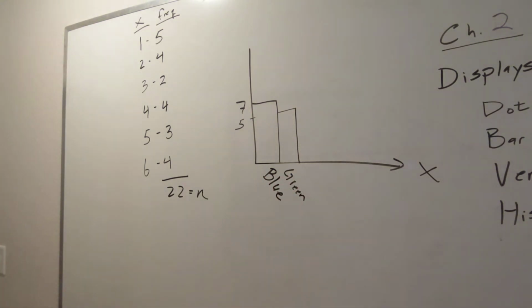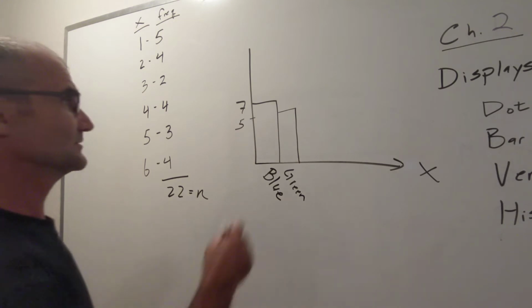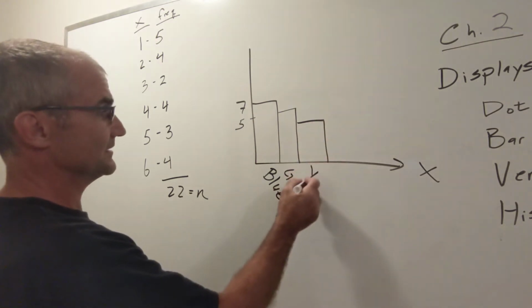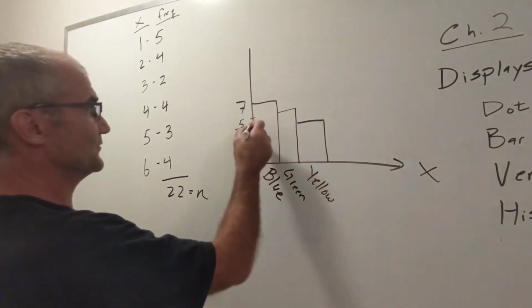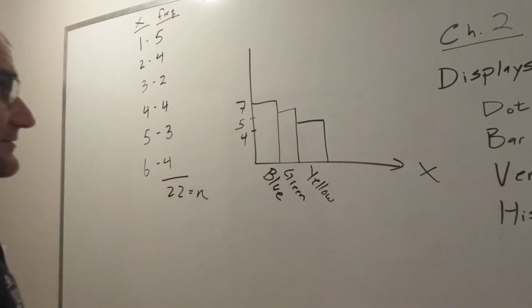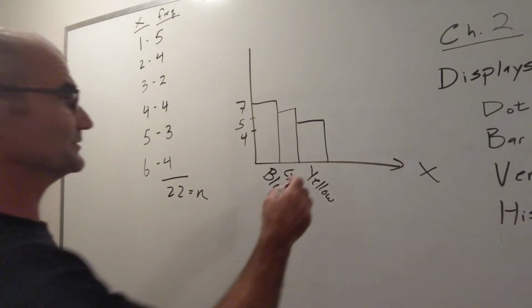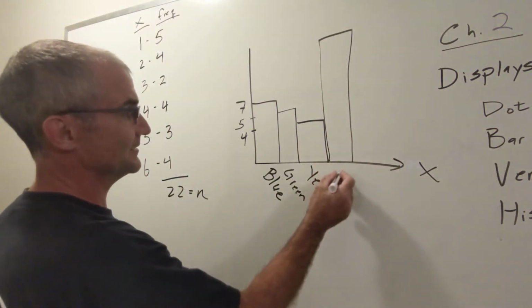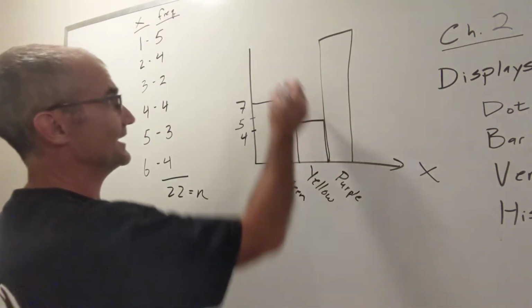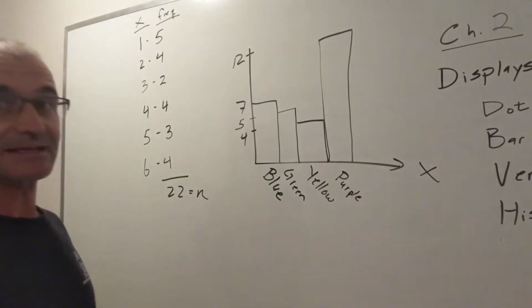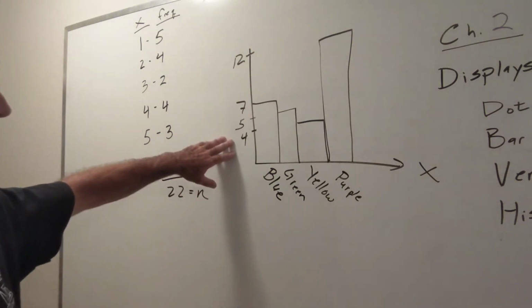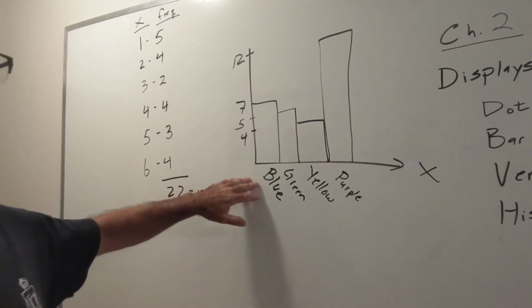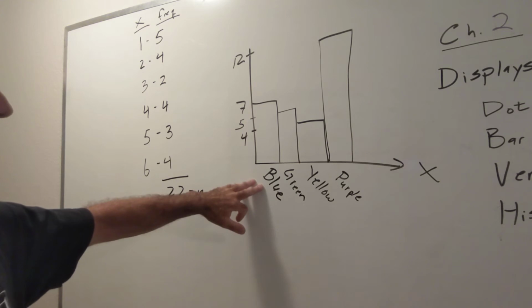And then I ask how many kids' favorite color is yellow? Never heard anybody with favorite color yellow. Let's say that's 4. So there are 4 students whose favorite color is yellow. And then I say purple, and 12 students raise their hand. And this one right here, purple, is 12 high. So again, this would be the frequency, how often it occurs. This is X, or the value. Usually when it's not a numeric value, you use a bar graph like this.